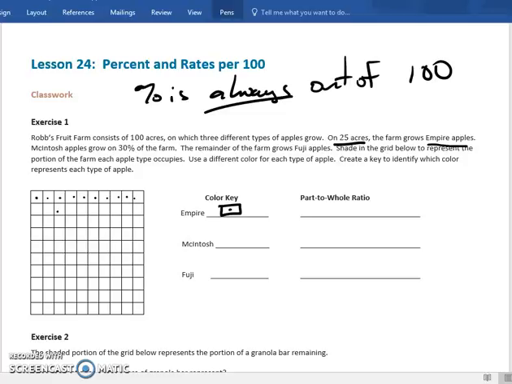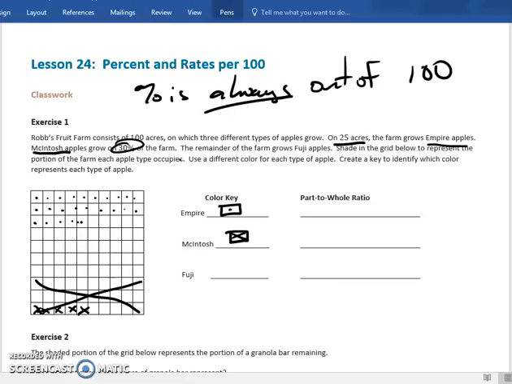That makes now 20, and then 5. 1, 2, 3, 4, and 5. 30% of the farm is McIntosh apples. For the McIntosh, I'm going to use an X. So now I've got 30 of them there. So 1, 2, 3, 4, 5. You know what? We're going to make our life a lot easier there. 30. Big X there.